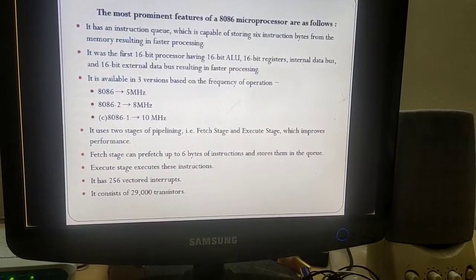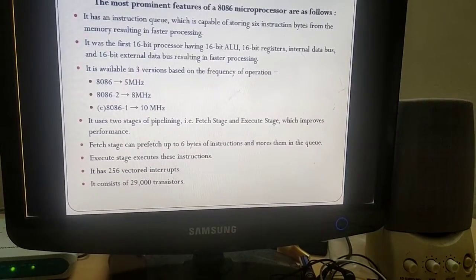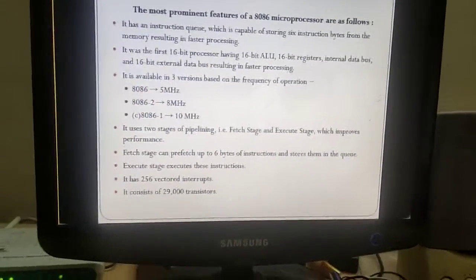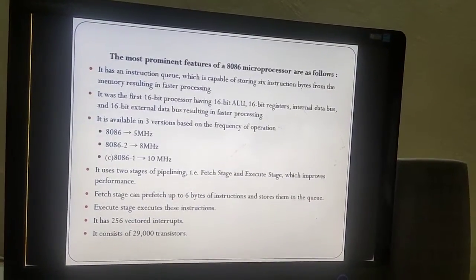It has got 256 vectored interrupts like you have in 8085. It also comprises 29,000 transistors. These are some of the prominent features of 8086 microprocessor.